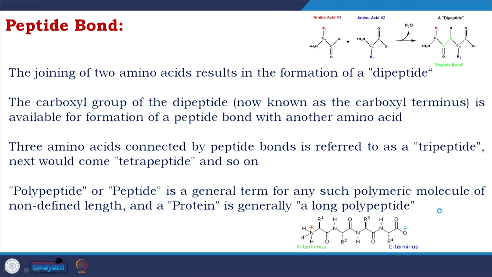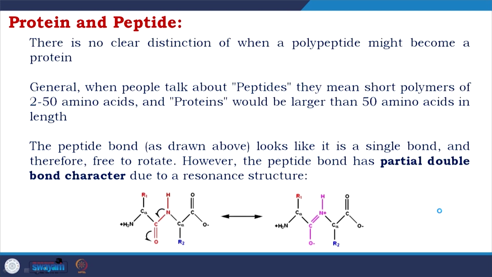Polypeptide or peptide is a general term for any such polymeric molecule of non-defined length, and a protein is generally a long polypeptide. There is no clear distinction of when a polypeptide might become a protein, but in general when people talk about peptides, they mean short polymers which are 2 to 50 amino acids. More than 50 amino acids we call it protein.